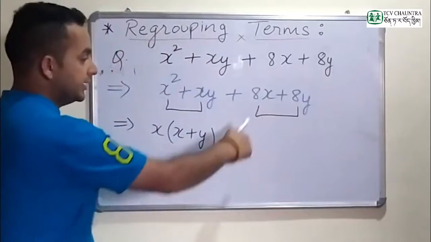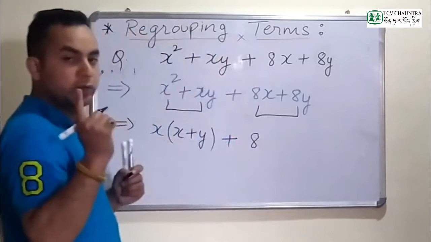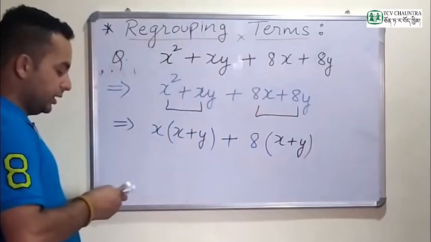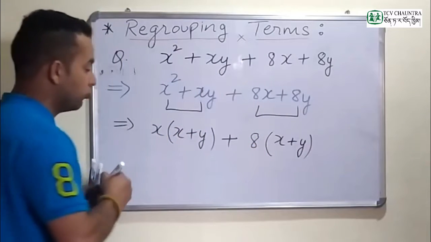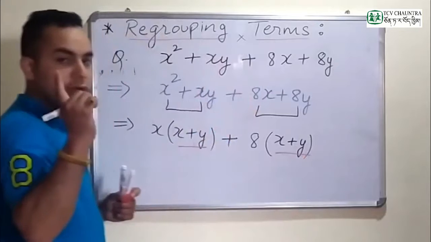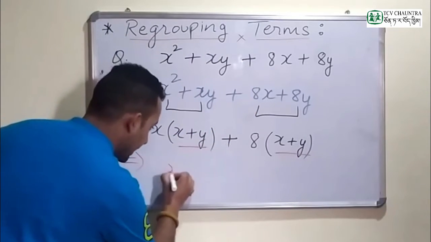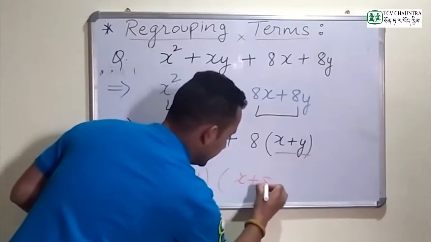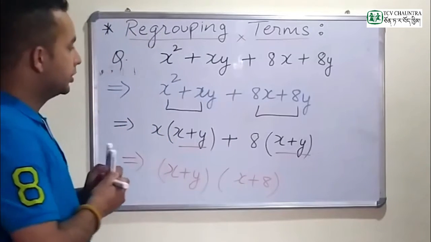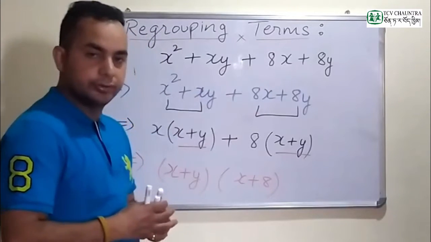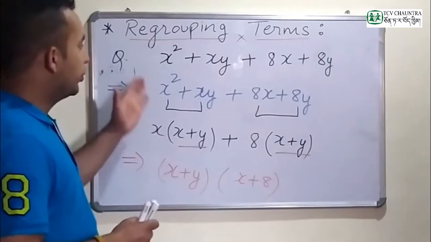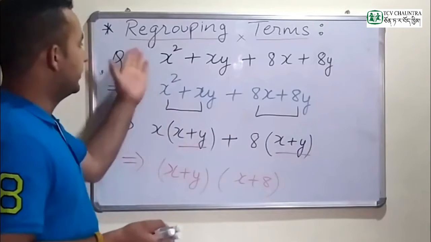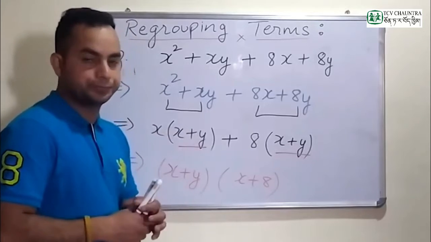Okay class, here you have a variable x, y. Here you have a number 8 and 8. So number 8 is common, you can take it only once, and are left with the x plus y. Okay class, now x plus y and x plus y are common, so you can write it only once. So x plus y and x plus 8 are the regrouped terms of this expression. This is how you are going to factorize the algebraic expression with the help of regrouping terms.